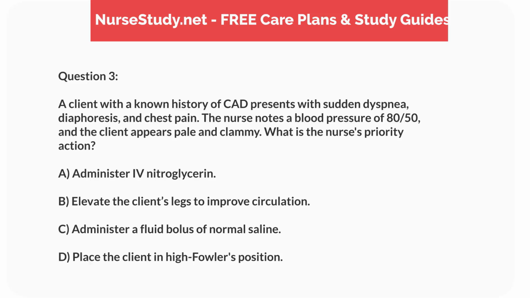Question 3. A client with a known history of CAD presents with sudden dyspnea, diaphoresis, and chest pain. The nurse notes a blood pressure of 80/50, and the client appears pale and clammy. What is the nurse's priority action? A. Administer IV nitroglycerin. B. Elevate the client's legs to improve circulation. C. Administer a fluid bolus of normal saline. D. Place the client in high Fowler's position.